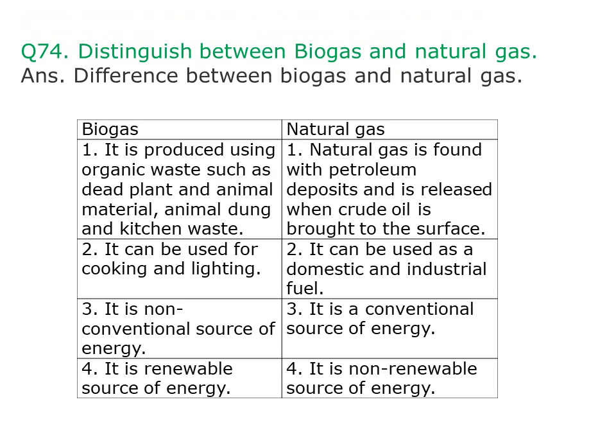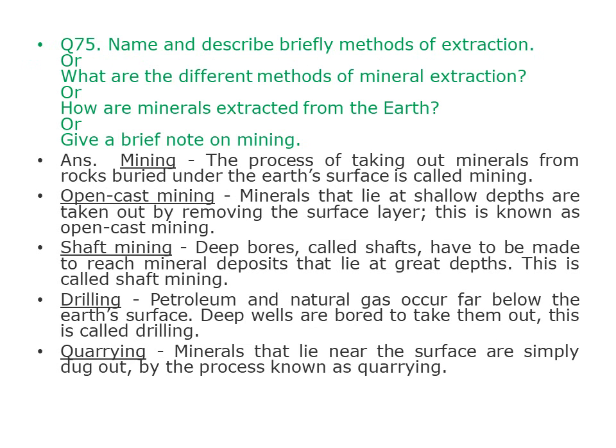Distinguish between biogas and natural gas. Biogas is produced using organic waste such as dead plant and animal material, animal dung and kitchen waste. It can be used for cooking and lighting. It is a non-conventional source of energy. It is a renewable source of energy. Natural gas is found with petroleum deposits and is released when crude oil is brought to the surface. It can be used as a domestic and industrial fuel. It is a conventional source of energy. It is a non-renewable source of energy.